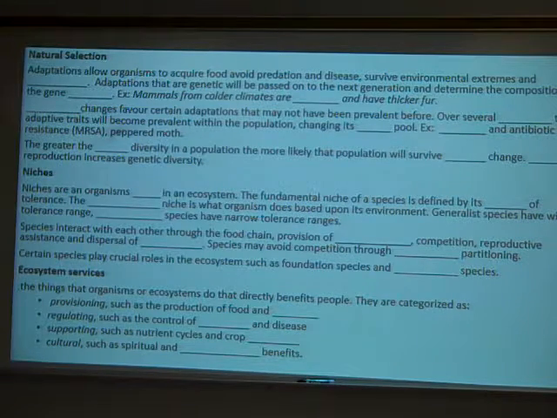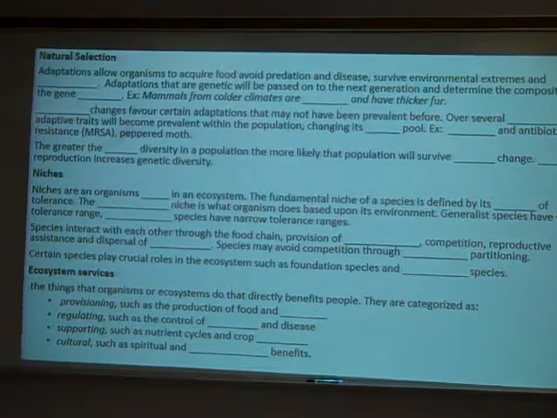All right, natural selection, of course, survival of the fittest, and with the reason why those organisms survive being passed on to the next generation, therefore makes the whole population more fit to survive in a particular environment.